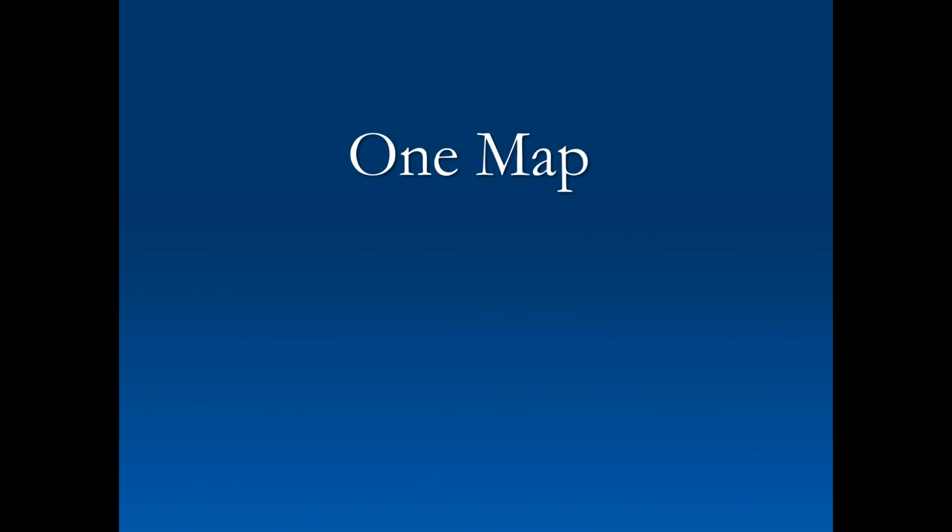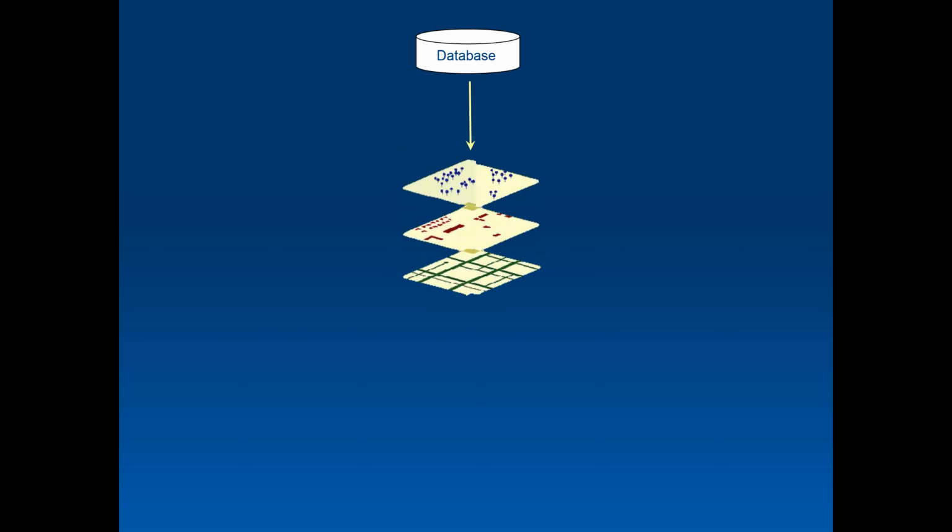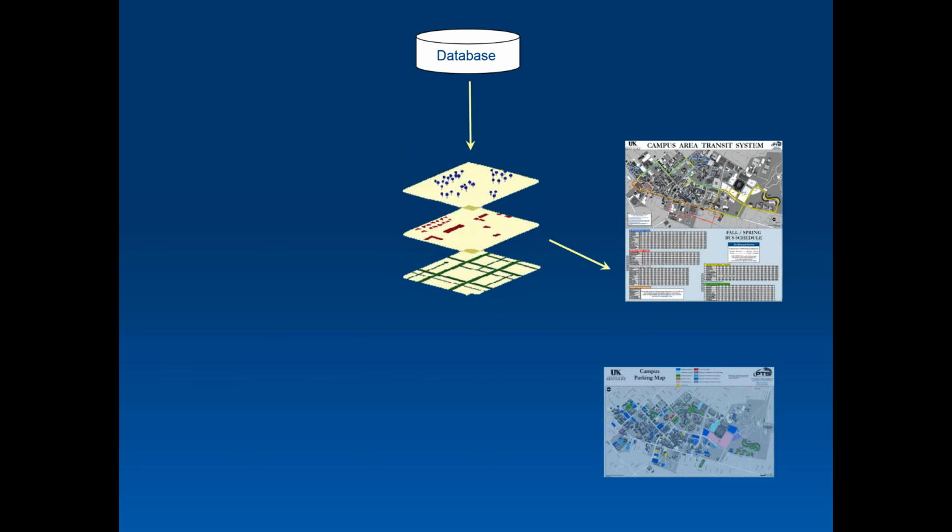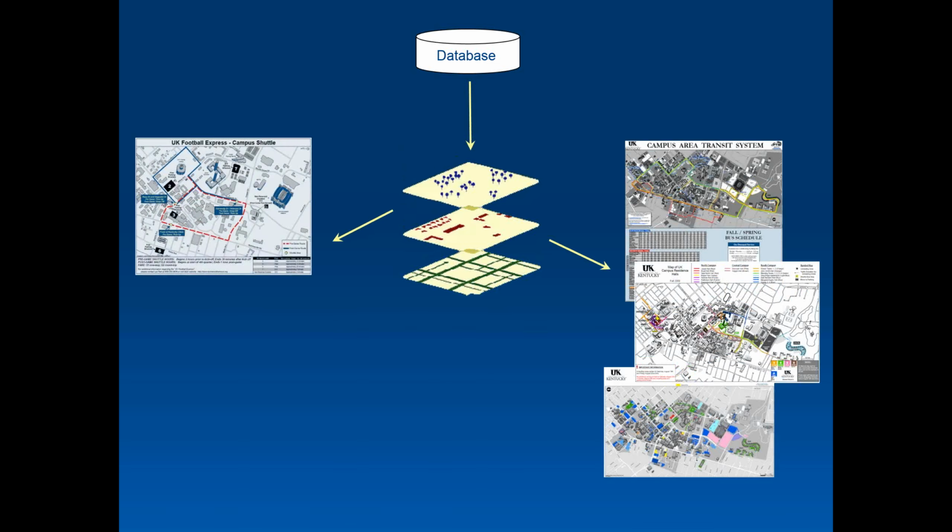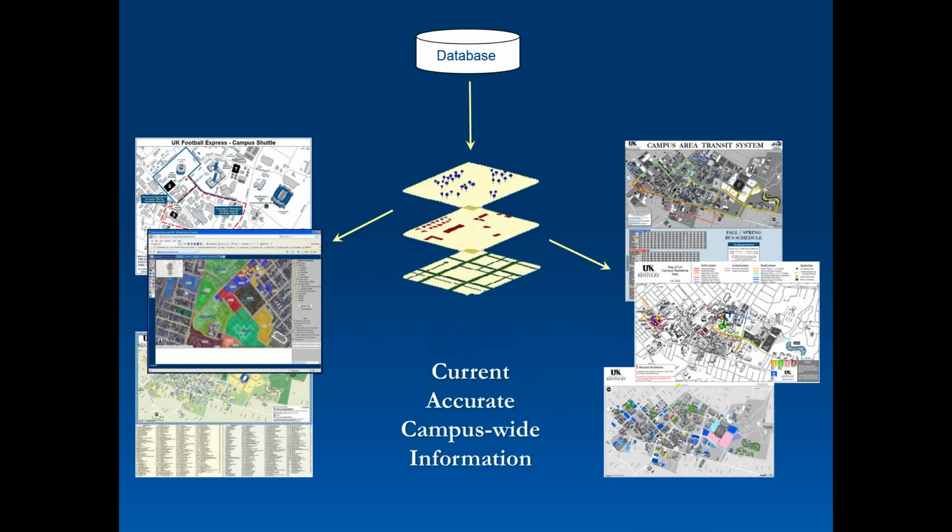it's very attainable. And the way that we chose to go about this was to develop our enterprise database that serves out all of our layers of information that all of our map products and web applications pull down from. And in doing so, we can ensure current, accurate, campus-wide information.